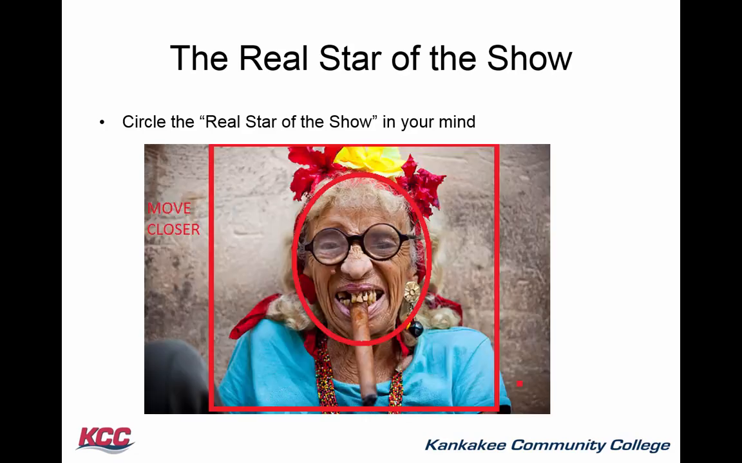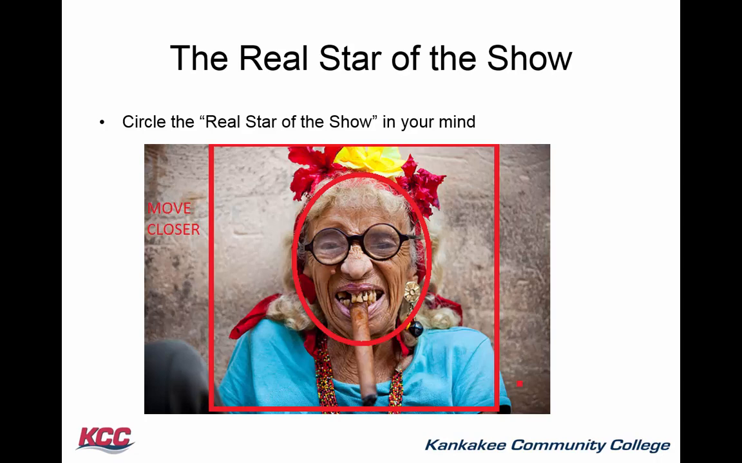Here's another example. What is the real star of the show? Is it the wall? Is it the blue shirt? Okay, some people say it's the lady's face. Some say it's her teeth. Some say it's a cigar. All that could be correct. But we need to move in a little closer to bring the star of the show out and make it pop so people can understand this is what we have composed for the image, and this is what we want to show.